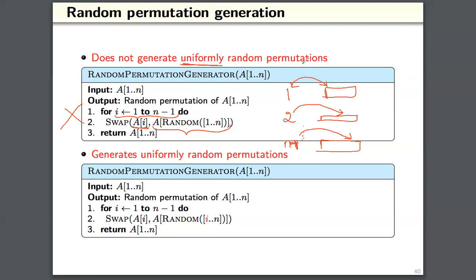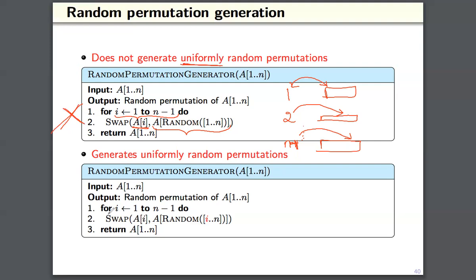Whenever we say random permutations, we mean uniformly random, right? Every permutation should occur with the same probability. So this algorithm will not give you uniformly random permutations. That means some permutations will occur more often than the other permutations, the probability of occurrence of some permutations is more compared to others. That's not the definition of uniformly random.